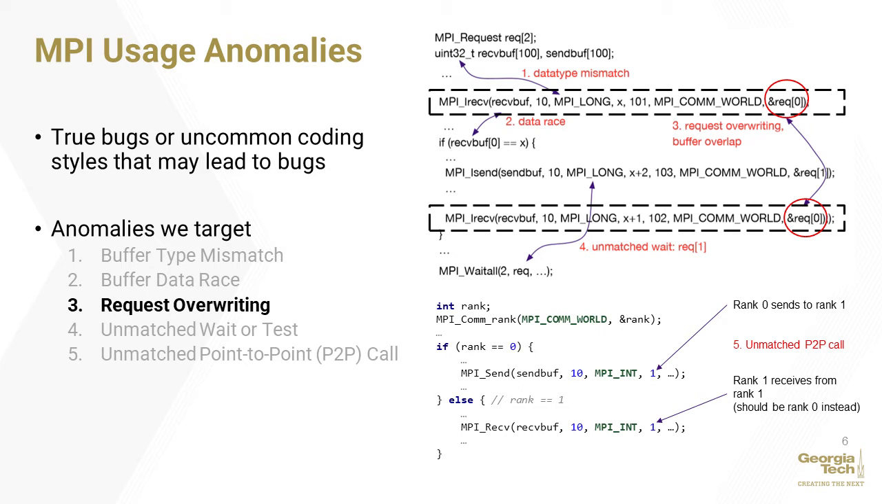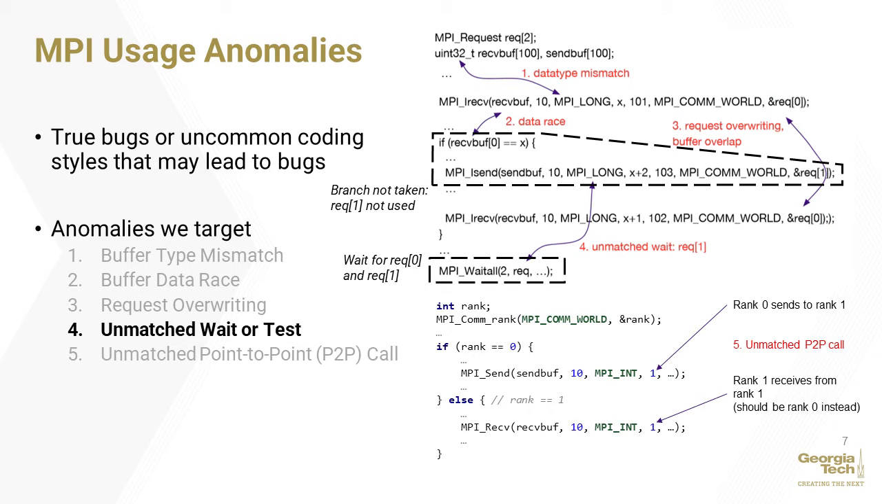The third kind is request overwriting. In MPI, a non-blocking communication API provides a request handle for synchronization using an output parameter. So a request handle can be overwritten by different non-blocking communication calls. If the request handle of an ongoing non-blocking communication is overwritten, the application may not be able to confirm its completion, which is usually undesired.